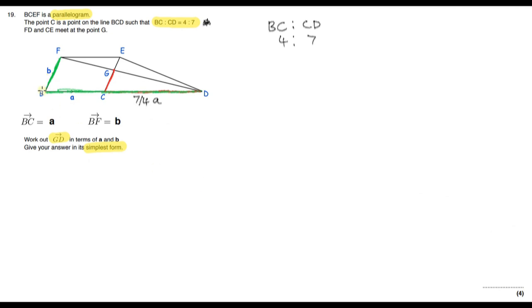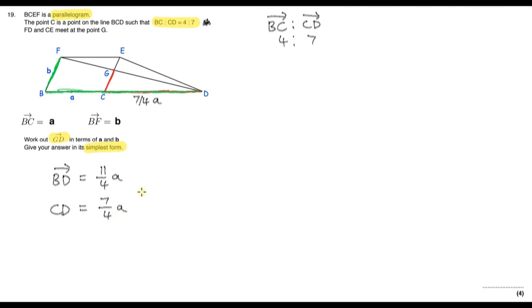So this one at the bottom here, BD, oh, I forgot to put arrows on my vectors, apologies. So the vector BD, what is that going to be? Well, that's A plus 7/4 A. So we could say 4/4 A plus 7/4 A, that is going to be 11/4 A. And we know what CD is. CD is 7/4 A.